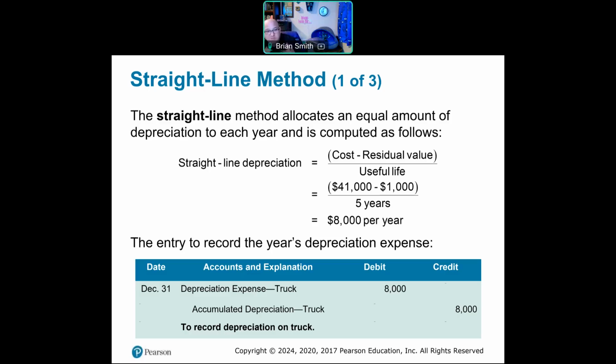All right, we're going to take the cost minus the residual value, which we know is the depreciable cost, and just divide it by the useful years. And once you get that amount, that's what you expense every year until you sell the truck or you fully depreciate it. We're going to debit depreciation expense and credit accumulated depreciation. You should be familiar with this journal entry. You learned it in Accounting 111.